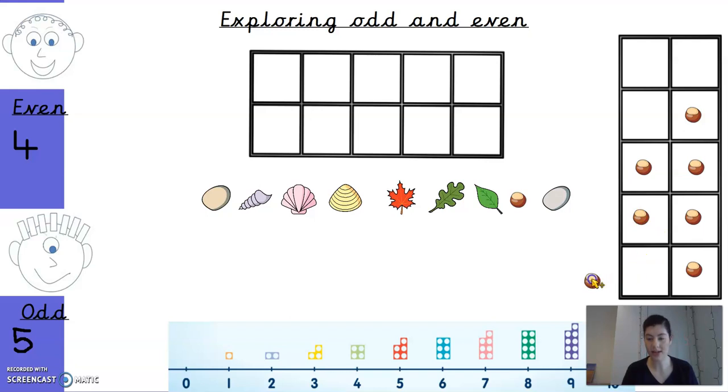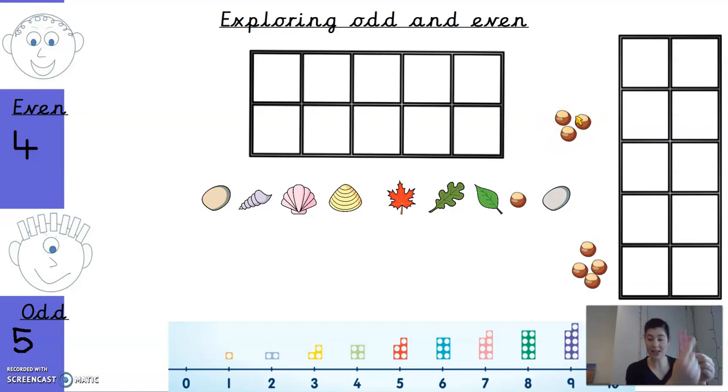We're going to put 1 down here, 1 up there, 1 down here, 1 up there, 1 down here, 1 up there, 1 down here. Are they the same number in both groups? No, this one's got 4 and this one's got 3. So we were right. It is an odd number. Look, it's got the space next to it. It's an odd number. That's how we know.